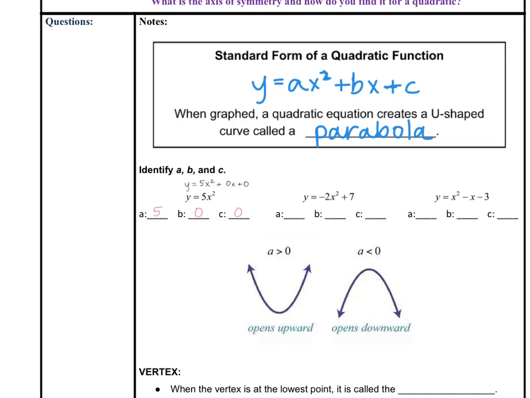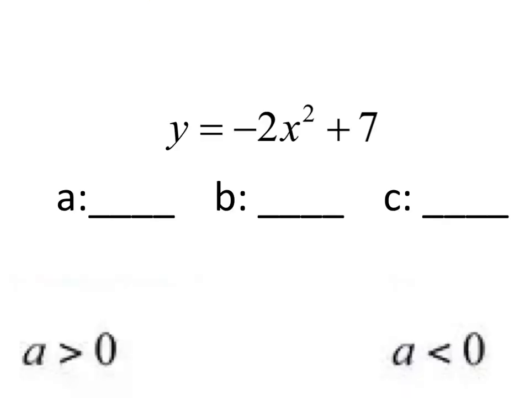Now we're going to look at the second example here, y equals negative 2x squared plus 7. I'll zoom in on that one. Hopefully you notice that this one only has two terms, so we need to get three terms like we talked about in the last one. We need to rewrite it so it has three terms.